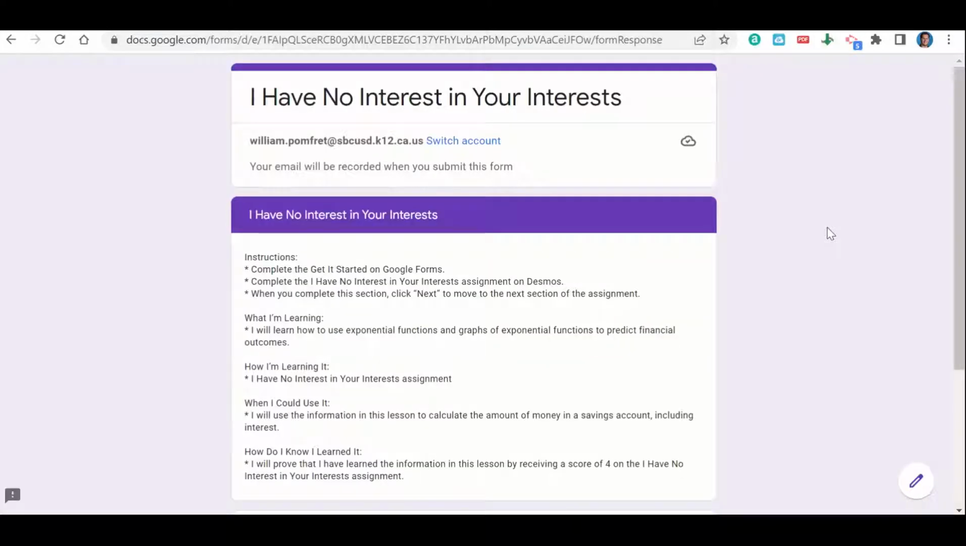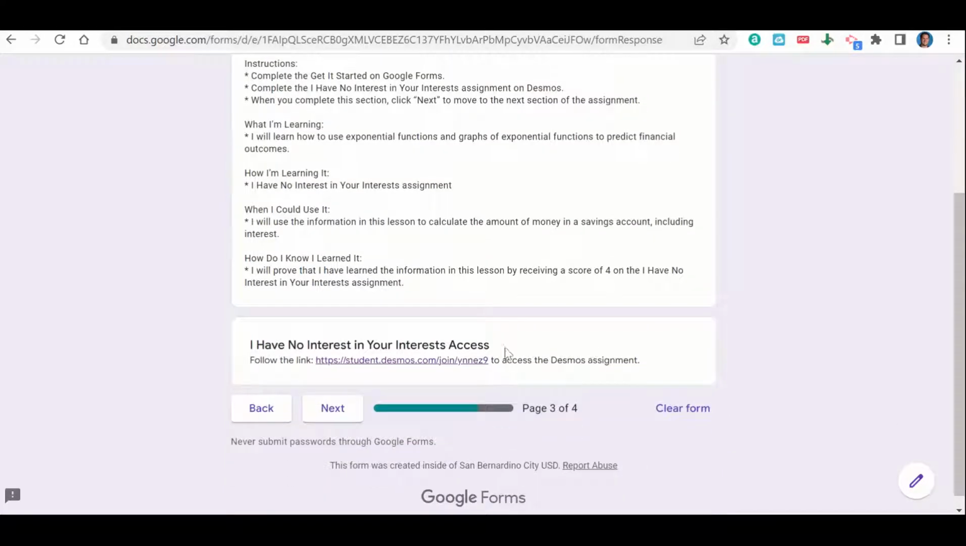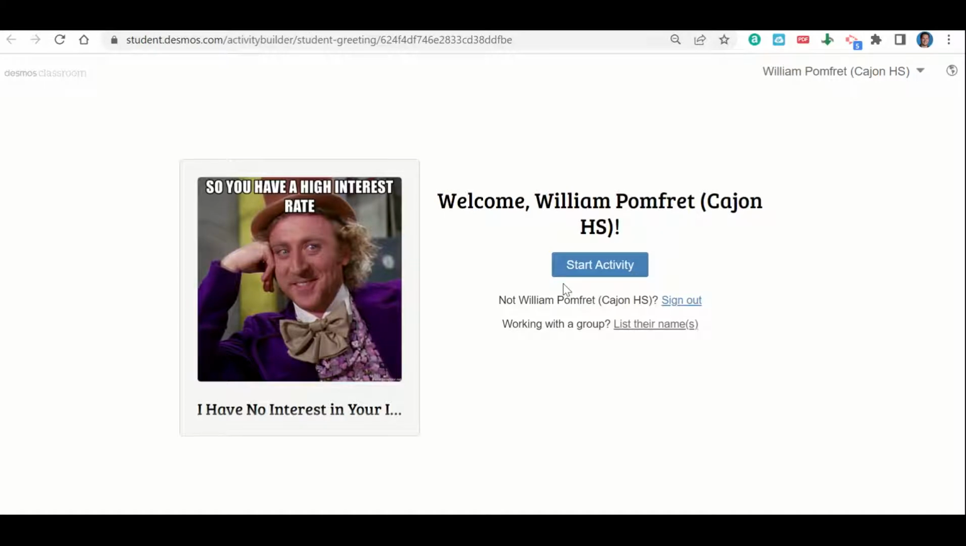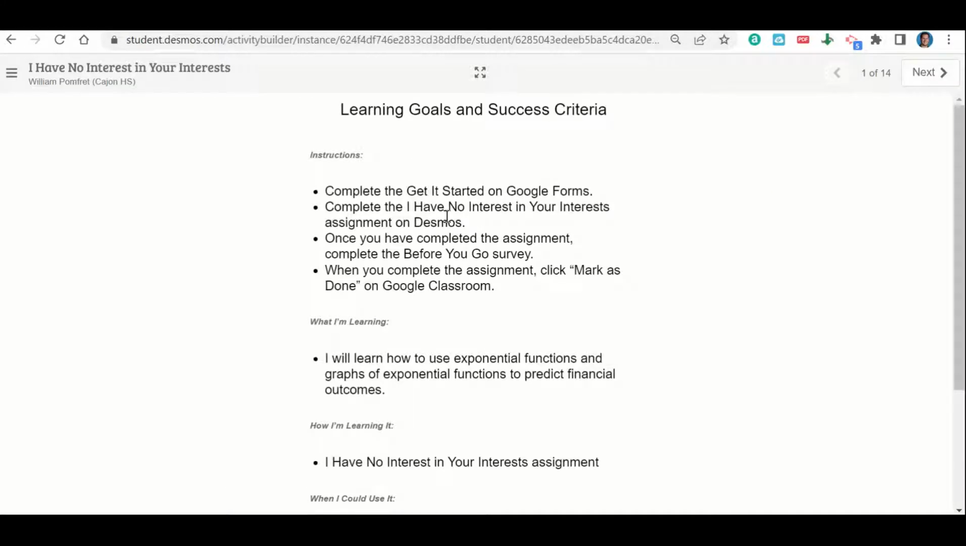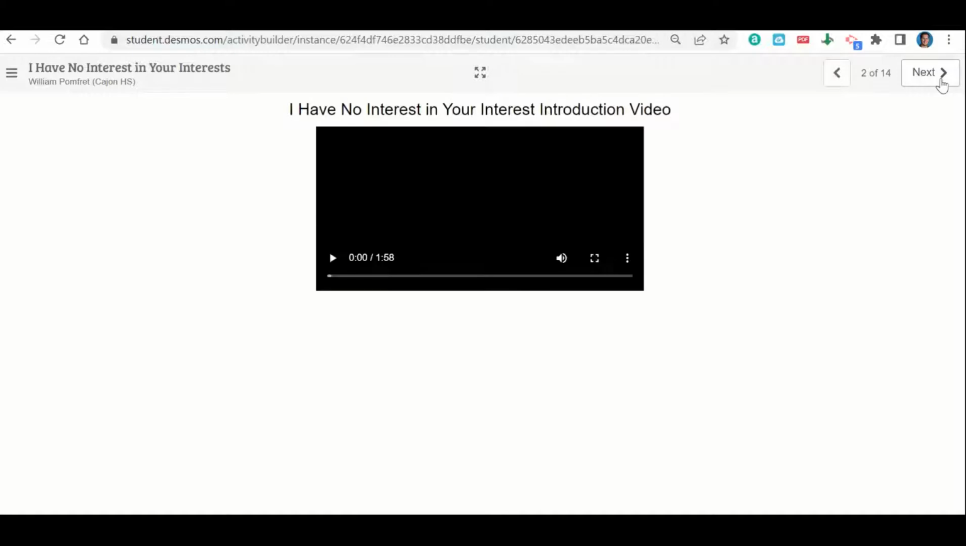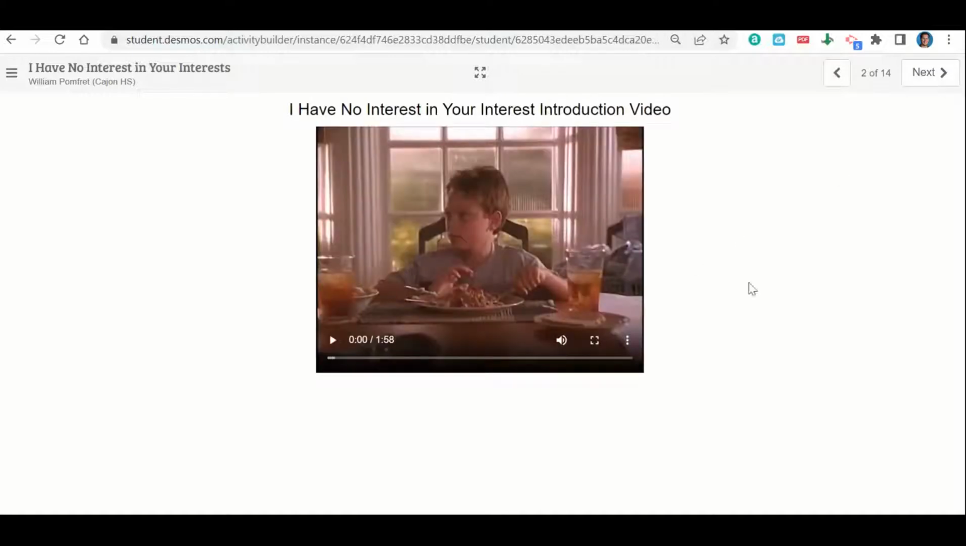Let's take a look now at the I have no interest in your interests assignment. So if you notice, the assignment begins with our learning goals and success criteria. If you scroll down, there's a link here to go to the Desmos activity. When you click on that link, it takes you to a page that looks something like this. Go ahead and click Start the Activity. Now it begins with our learning goals and success criteria here as well, so we'll go ahead and click Next. There's an introduction video here for you to watch.